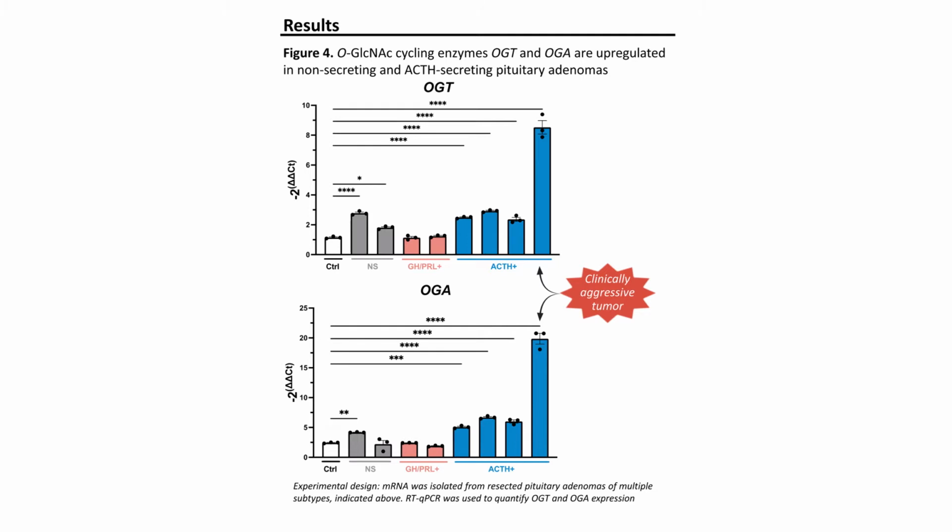We started by measuring the levels of OGT and OGA expression in human pituitary adenomas. OGT and OGA, of course, are the enzymes responsible for the addition and removal of O-GlcNAc. We found that compared to control pituitary tissue, both the non-secreting subtype of pituitary adenoma and in particular the ACTH-secreting type, or corticotropic pituitary adenomas, had an elevated expression of both of these enzymes responsible for O-GlcNAc cycling. In particular, one tumor which was very clinically aggressive, seen at right, had even more exaggerated expression of OGT and OGA, suggesting to us that increased O-GlcNAc cycling is an integral component of tumor function and growth in human pituitary adenomas.